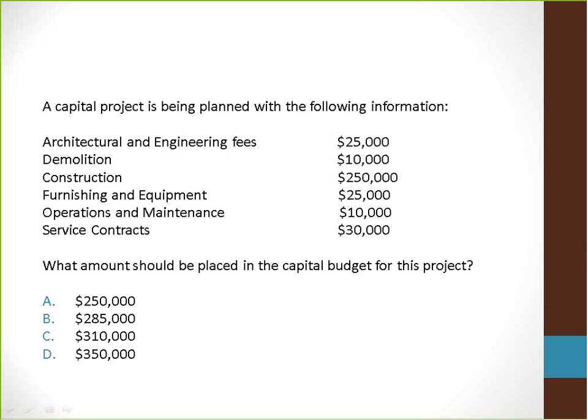A capital project is being planned with the following information shown on the screen. What amount should be placed in the capital budget for this project? A, $250,000, B, $285,000, C, $310,000, or D, $350,000.